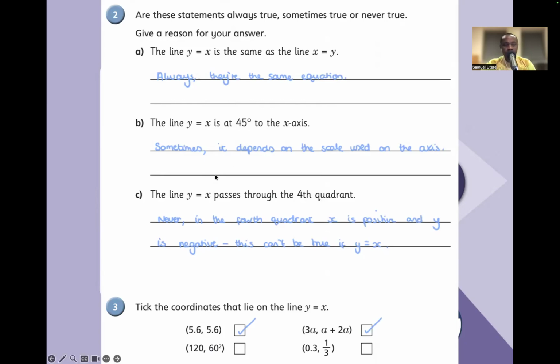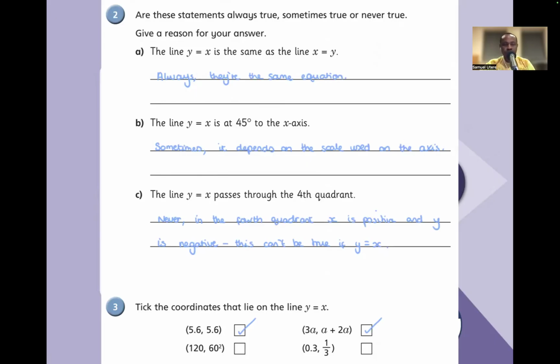For C, you were asked: the line y equals x passes through the 4th quadrant. Well, never, right? You can see, because the line y equals x starts from the bottom left and rises to the top right. So it starts from the 3rd quadrant and passes through to get to the 1st quadrant. So it can't be true.